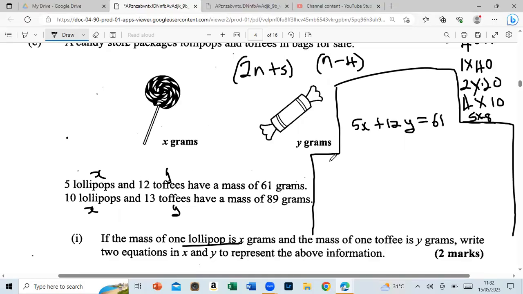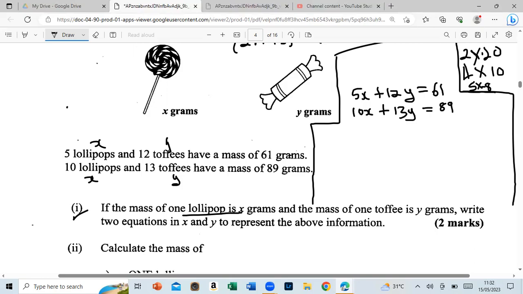And then you have 10 lollipops, which is 10x, and 13 toffees, which is 13y. And it says that now it must equal 89. Alright, so that's the equation, and that will give you 2 marks for this one. So we complete part i. Let's see what they ask next.